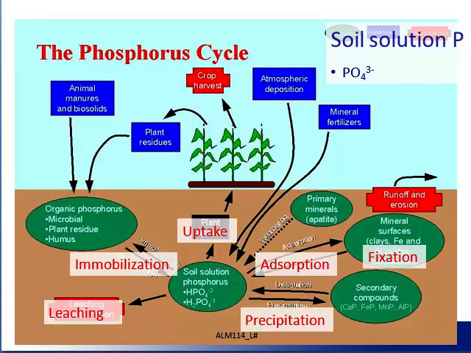When phosphorus is in solution in the soil, it can be available as HPO4 or H2PO4. All the processes that are involved in either converting this and making it available to plants or making it unavailable to plants are highlighted on the screen. They include precipitation, absorption, fixation, uptake, immobilization, and finally leaching. Leaching was not shown significantly on the phosphorus cycle, as it rarely occurs in many soils.